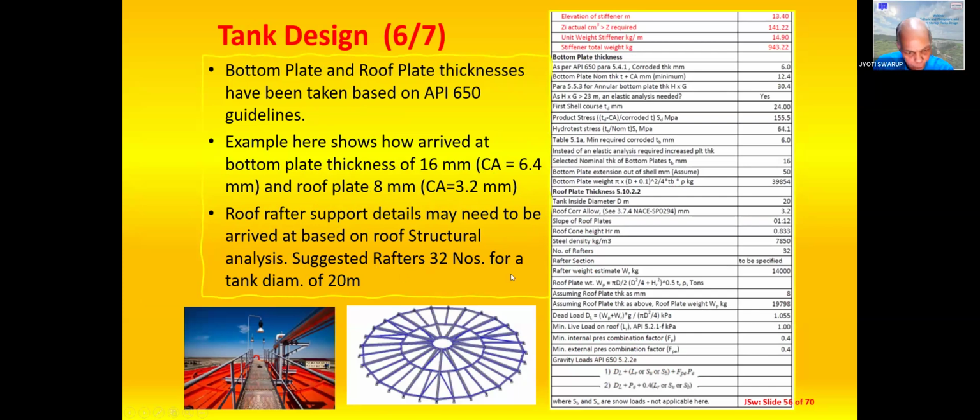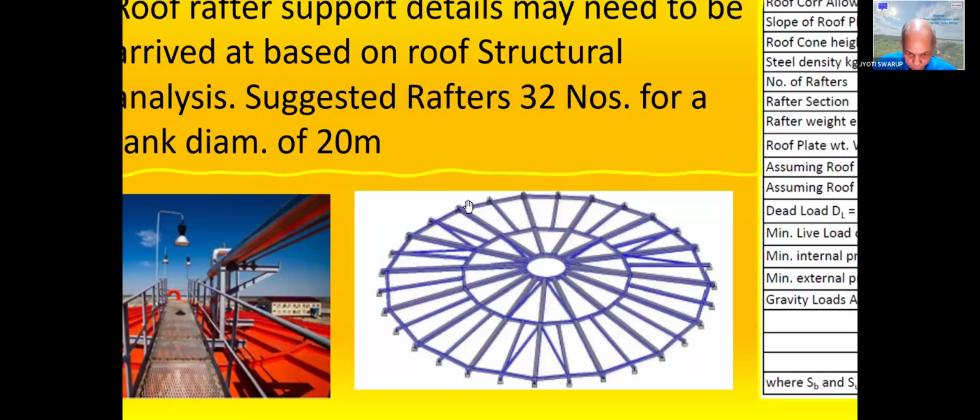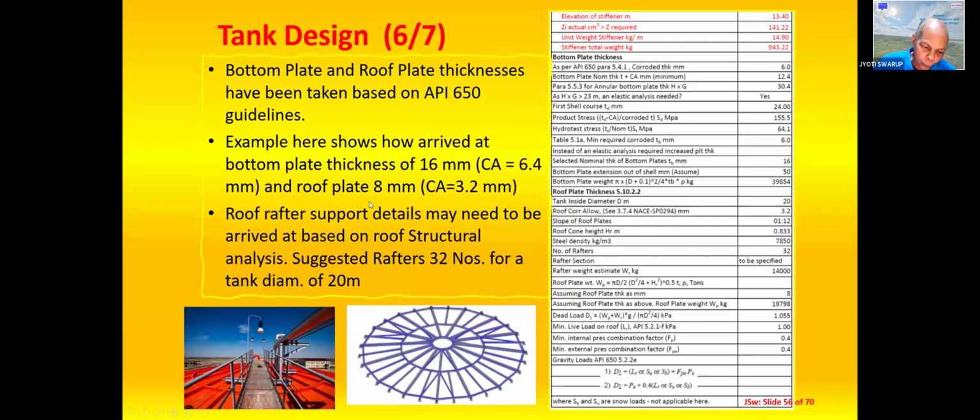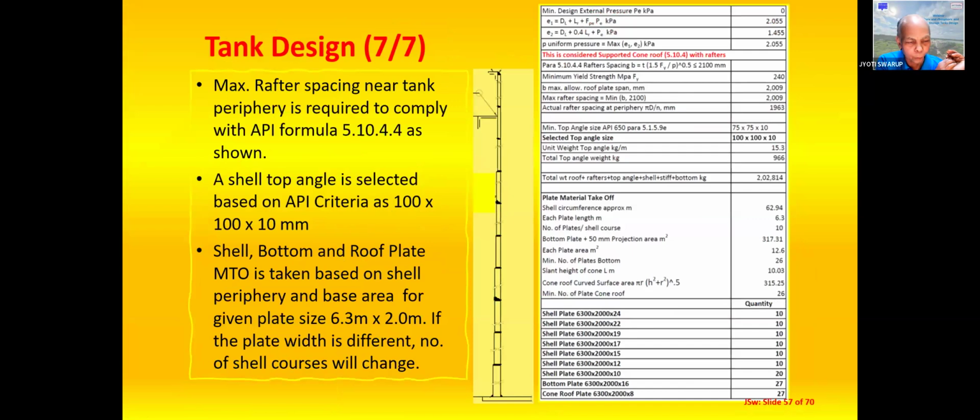Suggested rafters is 32 numbers for a tank diameter of 20 meters. You can see these rafters which are here. So this all design is a part of the tank design, and these radial numbers of rafters, the 32 numbers, have been selected because the code requires a minimum distance between rafter to rafter at the periphery of the tank. So maximum rafter spacing near tank periphery is required to comply with API formula 5104, and the shell top angle is still selected based on API criteria at 100 by 100 by 10 millimeters.